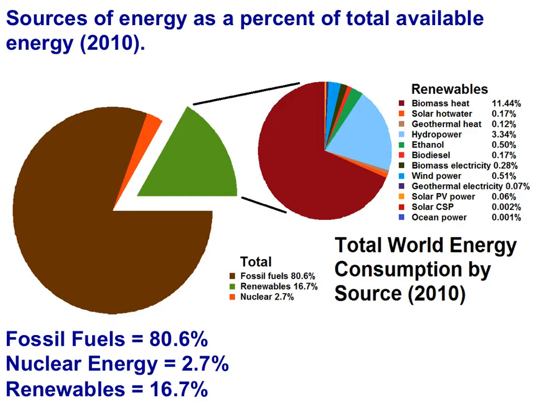Biomass energy is the wood and dung used mostly by people in less economically developed countries to cook their food and heat their homes. The details in this graph are interesting, and you should spend some time studying this graph.